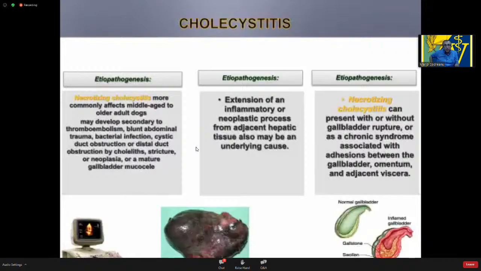can be registered after blunt abdominal trauma, in case of bacterial infection, cystic duct obstruction, and so on. But I don't want to take your time with these main causes. It can also be a result of the extension of an inflammatory condition, or can follow a neoplastic process from different adjacent structures, especially hepatic tissue, which also may be an underlying cause.